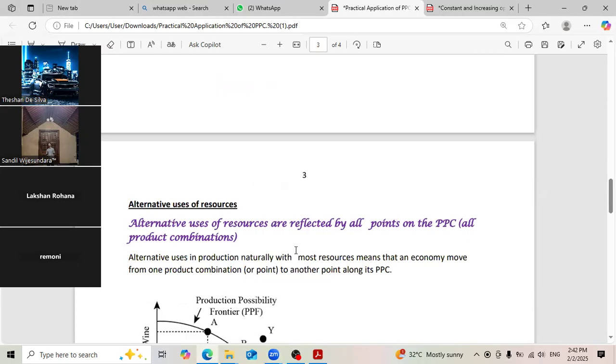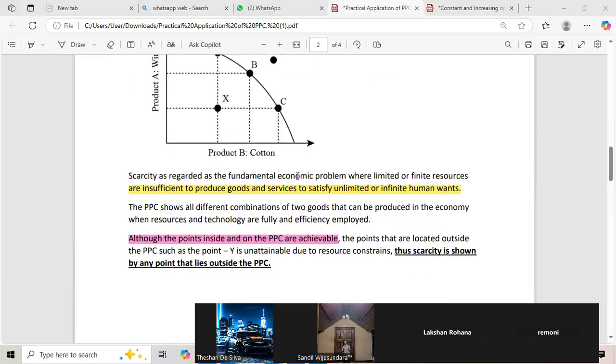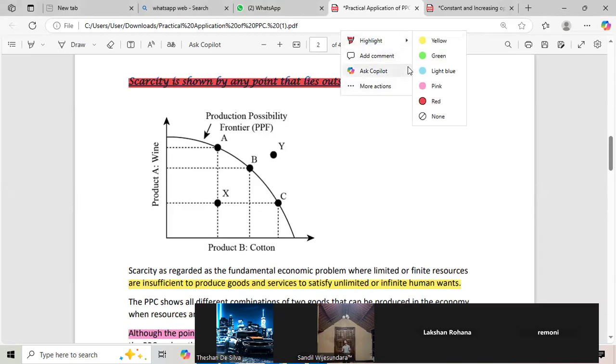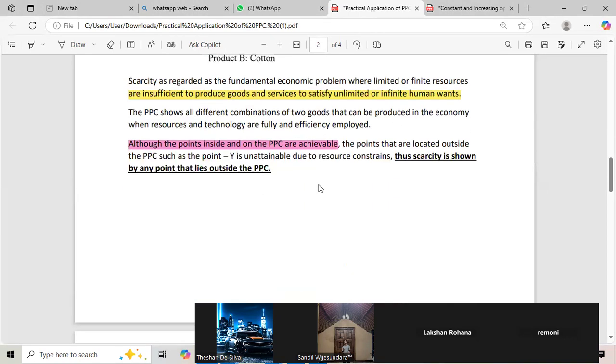Next one is showing alternative uses. Previous topic, remember this point: scarcity is shown by any point that lies outside the PPC. Remember, scarcity is shown by any point that lies outside the PPC curve.